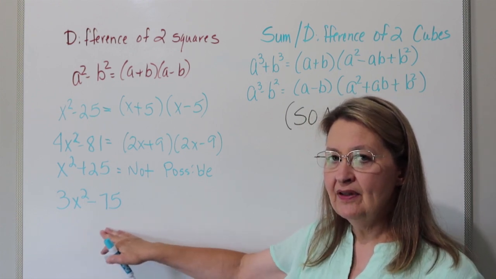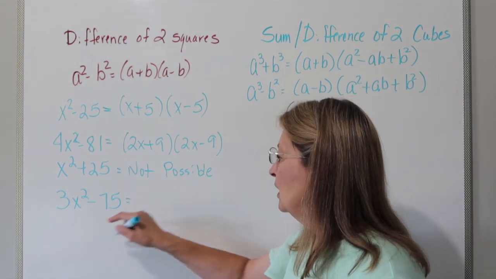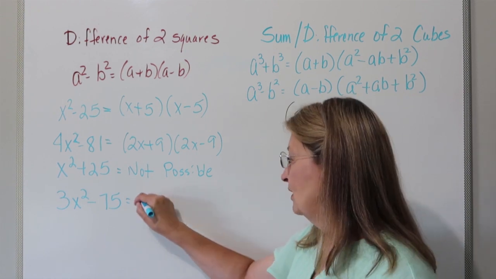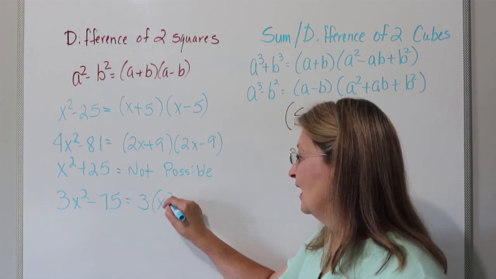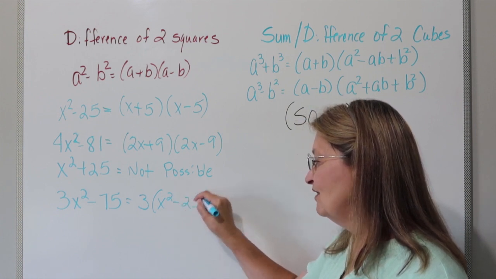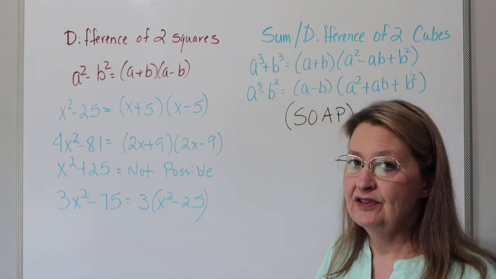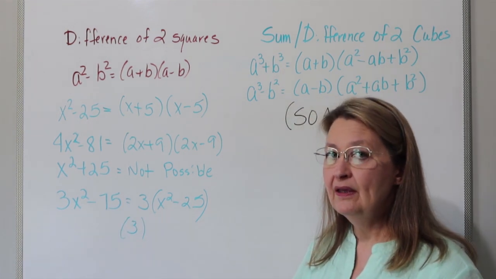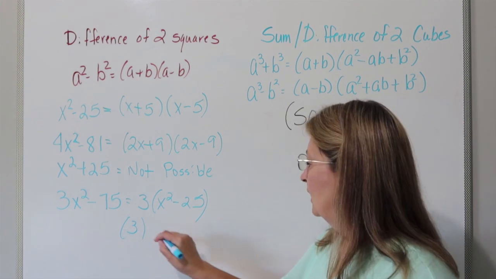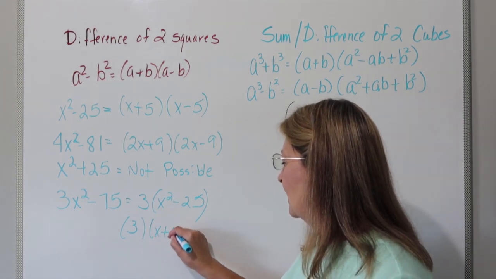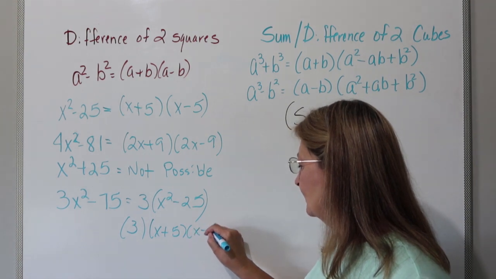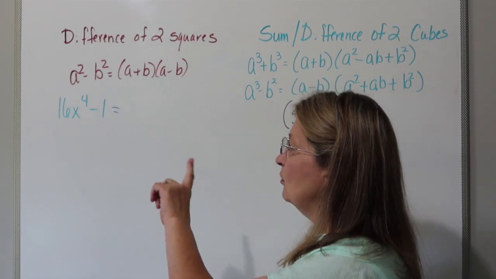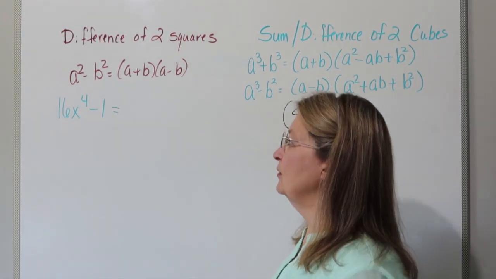Let's see what's going to happen to this when I take that greatest common factor out. The greatest common factor between 3 and 75 is 3. So that's going to leave me x squared minus 25. This is a difference of two squares. Now when you write your answer, don't lose that 3 because that 3 is a factor. So this is going to be 3 times x plus 5, x minus 5. Let's look at one more example of this type of factoring before we move on.